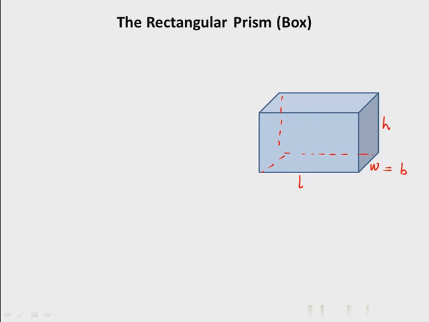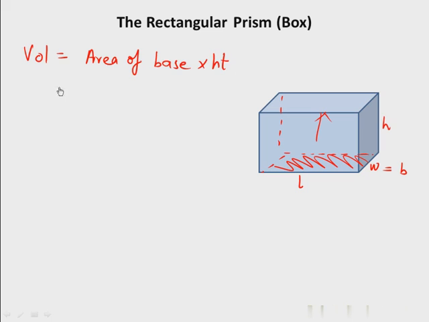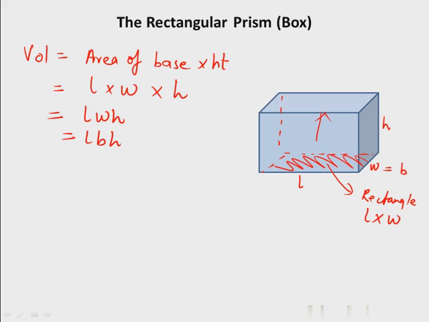What's the volume of this box? Again, it's the area of the base times the height. What's the area of the base? The base is a rectangle, so its area is length into width. And the height is given as h. So the volume is LWH, or LBH: length into width into height, or length into breadth into height.